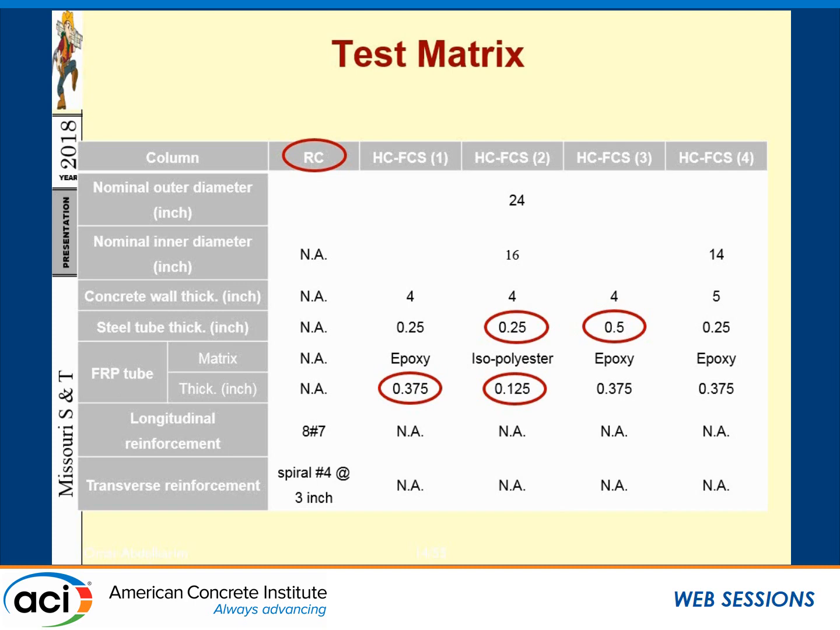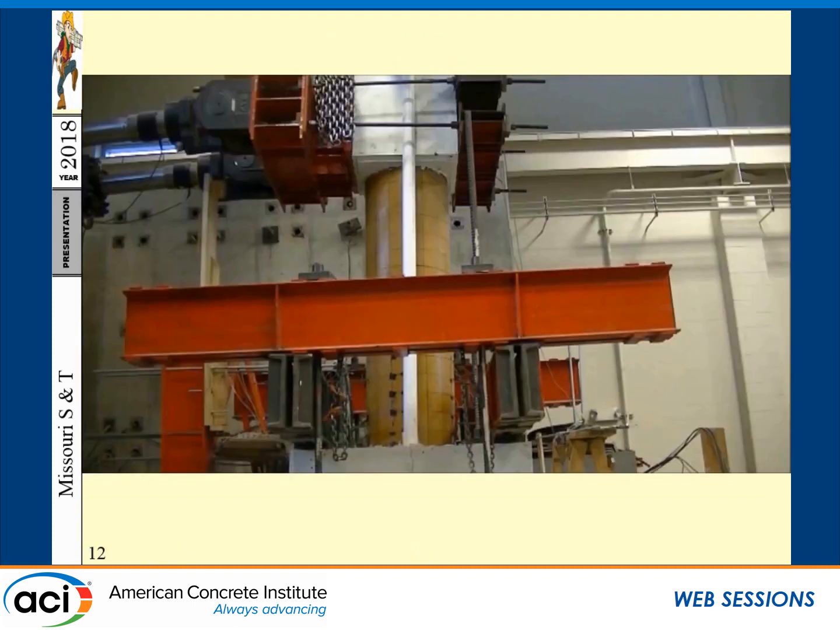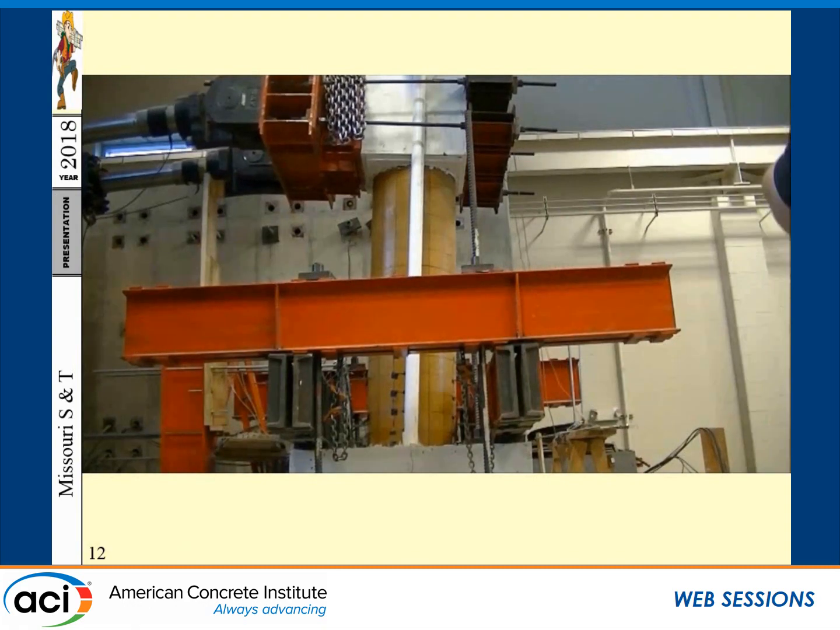On the second phase, we actually went up to 250. So we went really for a very thin steel pipe. Again, the whole thing here is to try to optimize the capacity and the cost. And then we look at the concrete wall thickness, 4 inch versus 5 inch concrete wall thickness. Here is just the test.